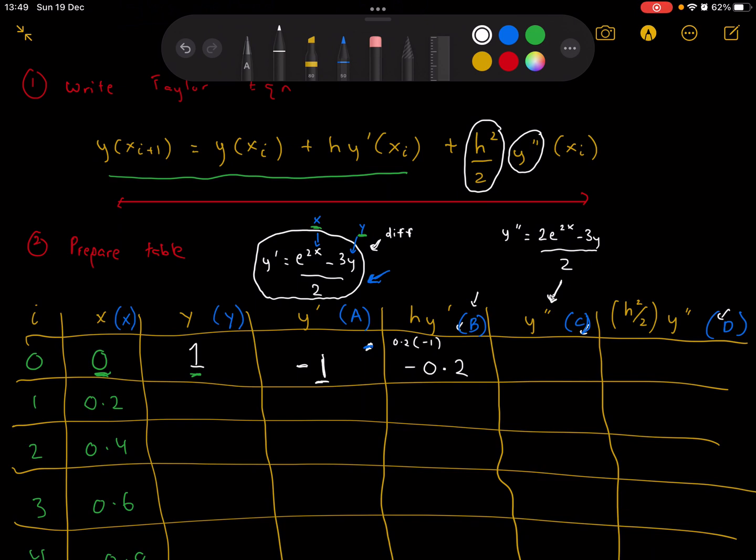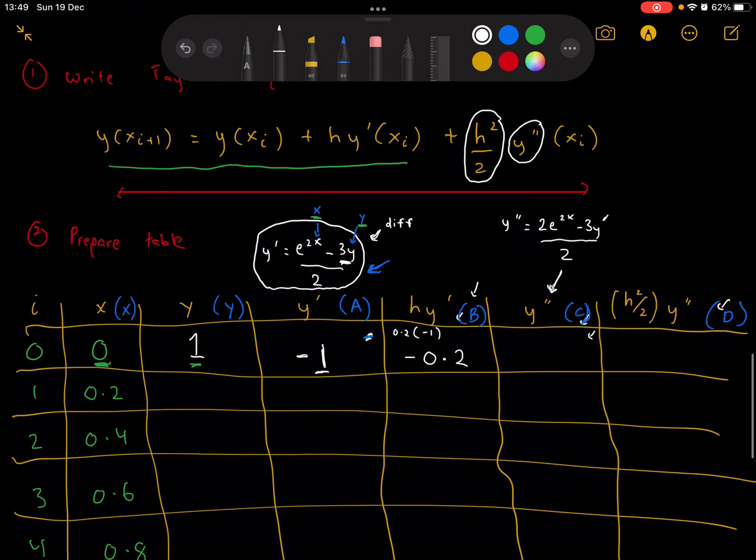And then next, how do I find the value of y double prime here? So input this in our, sorry, I missed this one. This one should be minus 3y double prime, because if we differentiate y one time, we'll get y double prime.